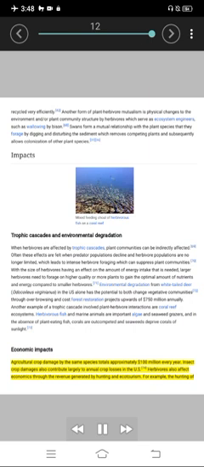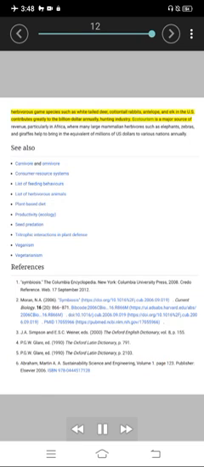For example, the hunting of herbivorous game species such as white-tailed deer, cottontail rabbits, antelope, and elk in the U.S. contributes greatly to the billion-dollar annual hunting industry. Ecotourism is a major source of revenue, particularly in Africa, where many large mammalian herbivores such as elephants, zebras, and giraffes help to bring in the equivalent of millions of U.S. dollars to various nations annually.